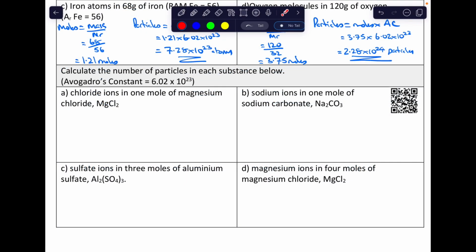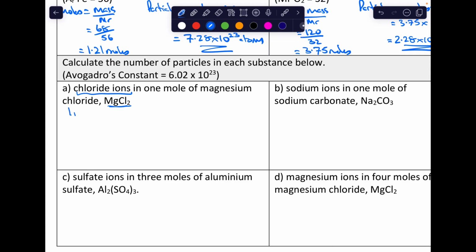Okay, this next set of questions are a little bit tougher. These would definitely be more higher tier calculations. You wouldn't see these on a foundation paper. So what we've got to do here is, this one says calculate the number of chloride ions that's in 1 mole of this magnesium chloride. So the first thing to do is I'm going to write down here that if we have 1 mole of this MgCl2, I can say that's giving me 2 lots of chlorine. So it's going to give me 2 moles of chloride ions, because that's what they're made up from.